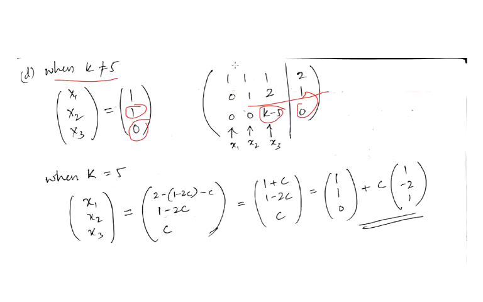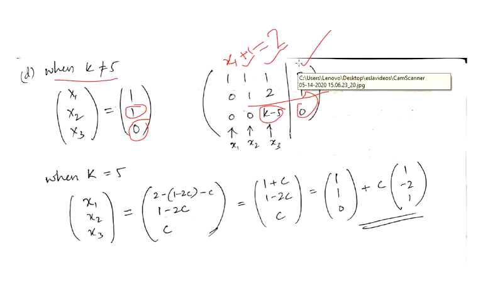Coming to this one, x1 plus x2 plus x3 is equal to 2. x3 is 0, x2 is 1, so x1 plus 1 is equal to 2. Since it's an augmented matrix, we are not equating it to 0 here, we are equating it to the B value. So x1 will be equal to 1. Transferring the 1 to this side, it becomes negative 1. So the solution, the three component values for x1, x2, x3, will be 1, 1, 0 when K is not equal to 5.